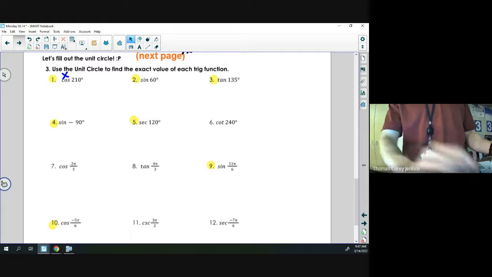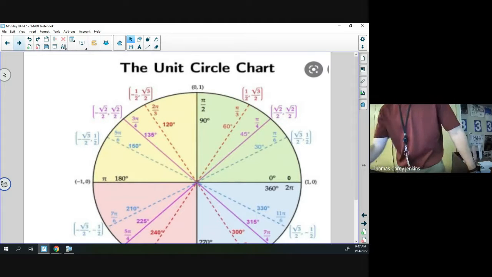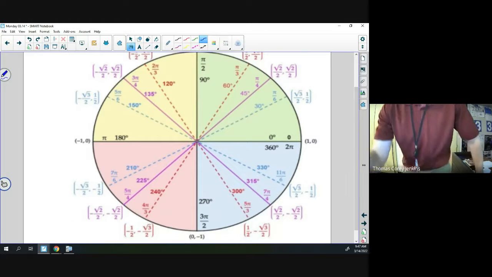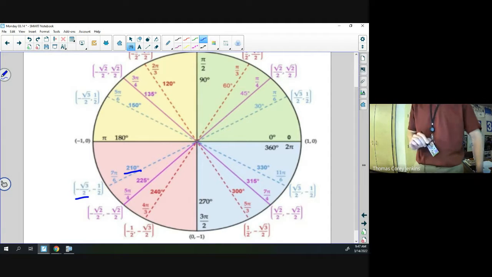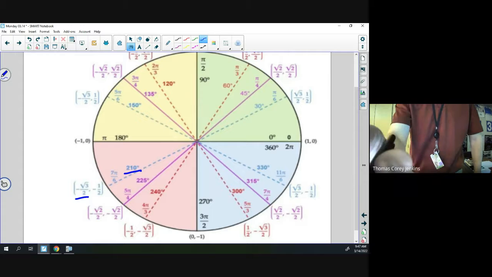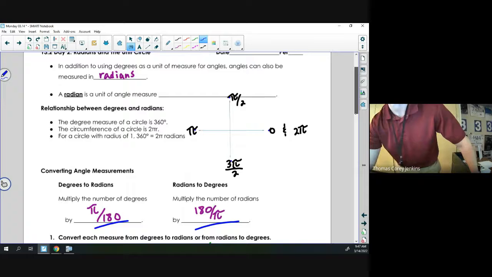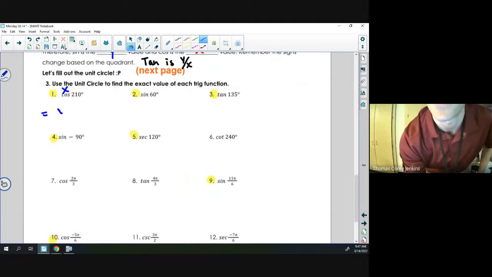Then we just look at our filled out unit circle. Find your 210 degree mark. That's in quad 3. So for 210, I want the x value. So my answer to that question should be negative square root of 3 over 2. So cosine of 210 is negative square root of 3 over 2.